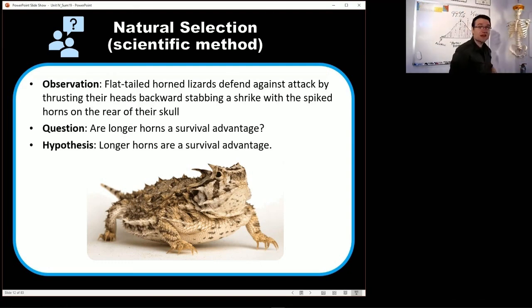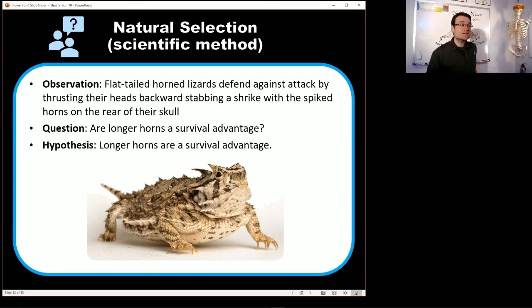It's going to jam its head backwards to try to impale that shrike. And if it manages to hurt the shrike, the shrike will drop the horny toad. The horny toad will be able to go run off and survive a little bit longer. And the longer a horny toad survives, the more opportunities to mate and pass its genes on to the next generation there will be. So, let's do the scientific method.